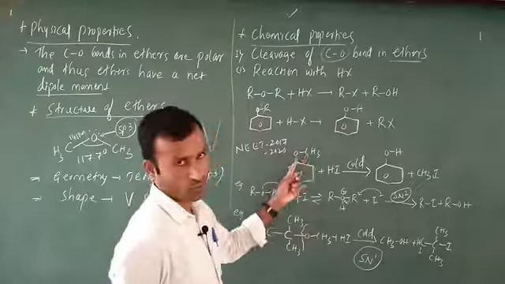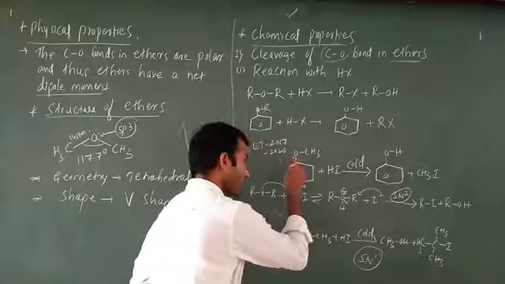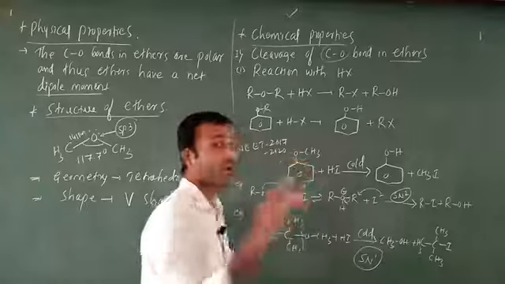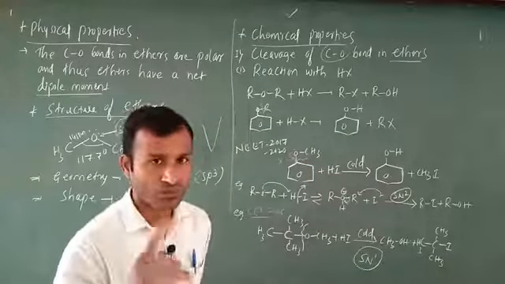Next question: why is this cleavage difficult? Very simple. Oxygen has a lone pair of electrons. This lone pair of electrons is donated towards the aromatic benzene ring. There is a possibility of the formation of double bond character. If double bond character is there, that is very difficult to break.